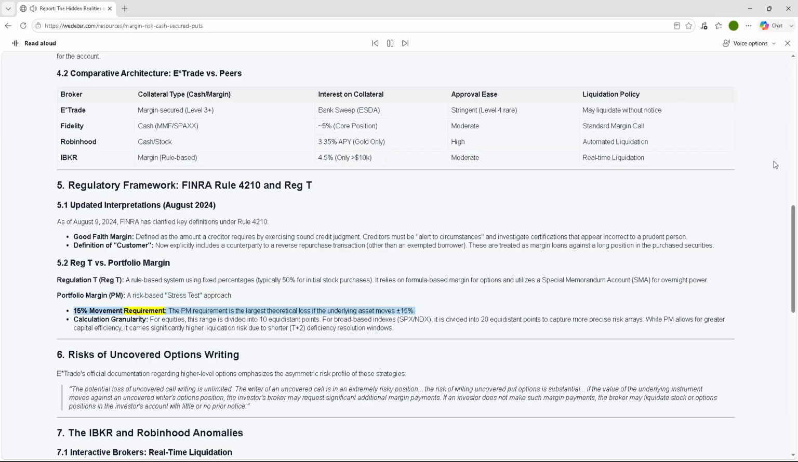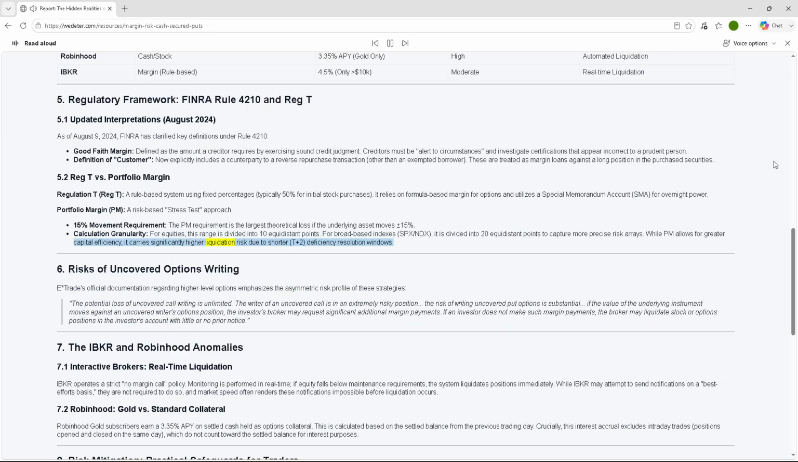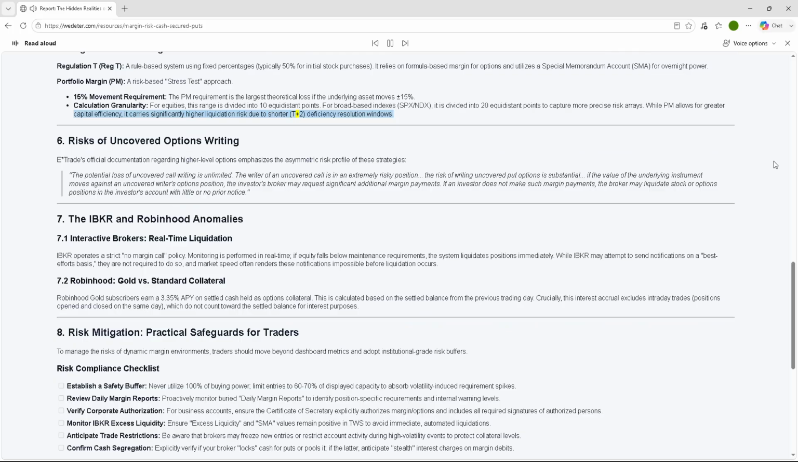15% movement requirement. The PM requirement is the largest theoretical loss if the underlying asset moves plus or minus 15%. Calculation granularity. For equities, this range is divided into 10 equidistant points. For broad-based indexes, SPX/NDX, it is divided into 20 equidistant points to capture more precise risk arrays. While PM allows for greater capital efficiency, it carries significantly higher liquidation risk due to shorter T+2 deficiency resolution windows.